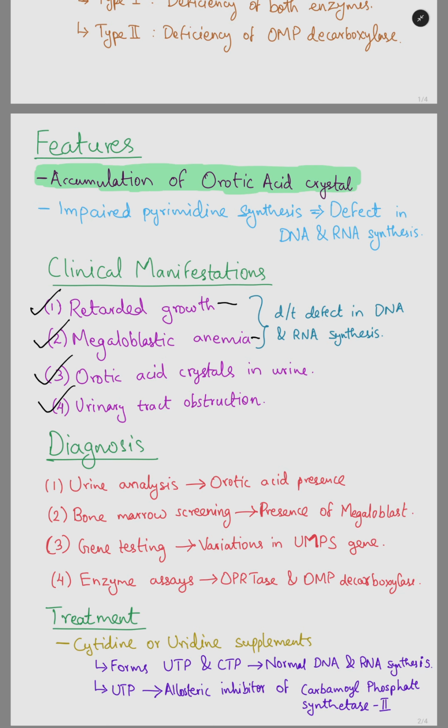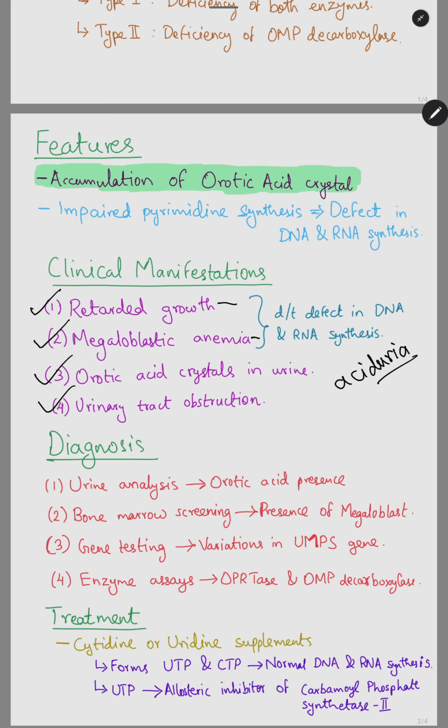And megaloblastic anemia, we all know, is the presence of abnormal precursors of erythrocytes in the bone marrow, that is megaloblasts. It is due to the defect in DNA and RNA synthesis in these precursors of erythropoiesis. So that causes megaloblastic anemia. Now, retarded growth, that we discussed. Then there are orotic acid crystals in urine. The name of the disease itself is orotic aciduria. Aciduria.